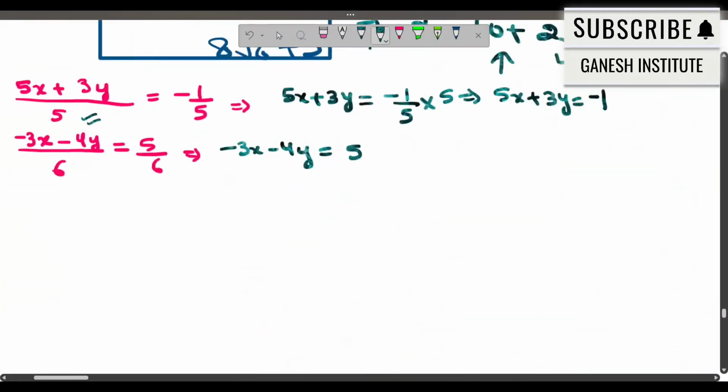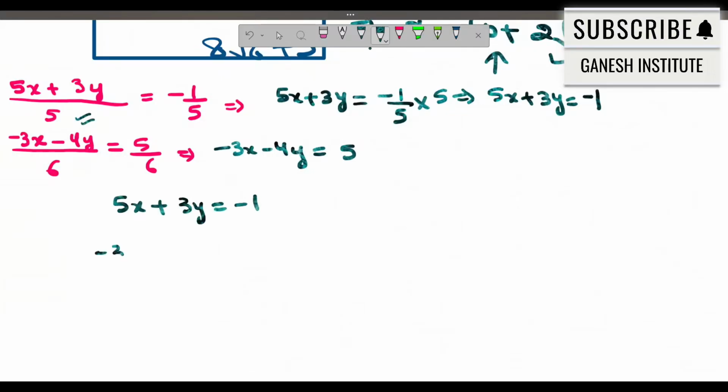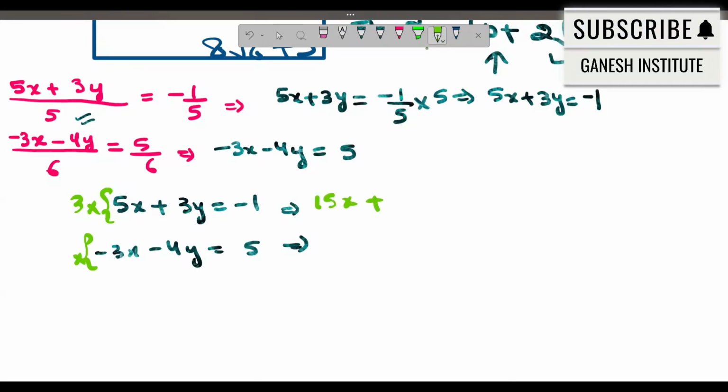Yeah. So for elimination, if we were to write it down, 5x plus 3y is equal to negative 1, 3x minus 4y is equal to 5. So here, we would have to multiply the top by 3. So 5 times 3, that's 15x plus 9y is equal to negative 3.